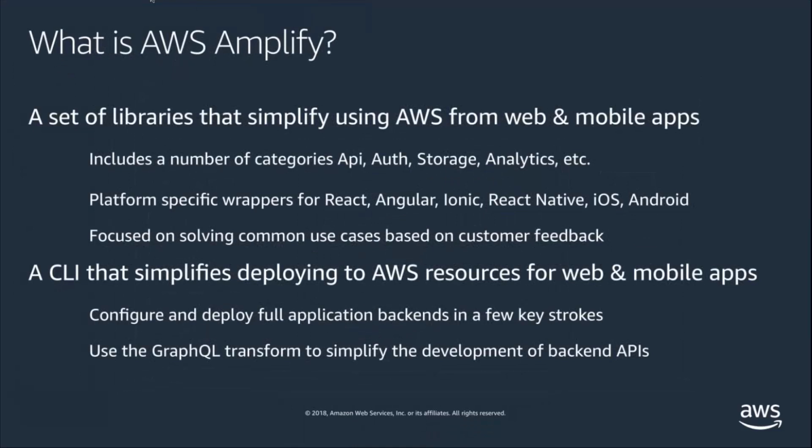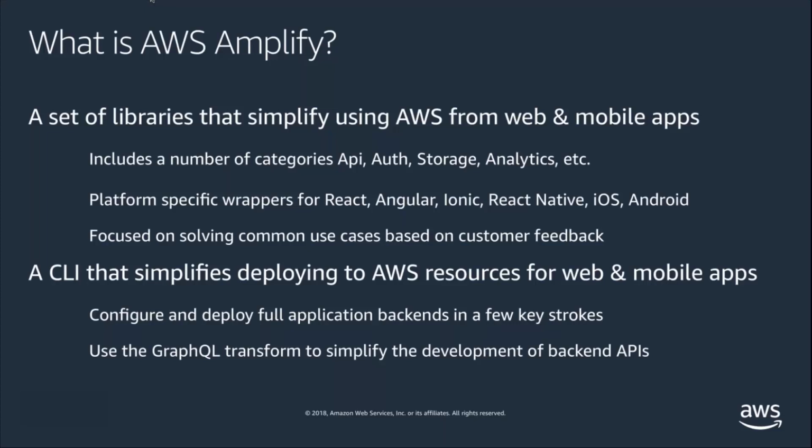So next, I want to introduce a new set of tools called AWS Amplify. AWS Amplify is two main things. First, it's a set of libraries that simplify using AWS from web and mobile applications. And second, it's a CLI that simplifies deploying AWS resources specifically suited for web and mobile applications. When using the libraries and the CLI, there are a number of categories that stretch a range of services in the AWS offering. So categories includes things such as API, auth, storage, analytics, and more.